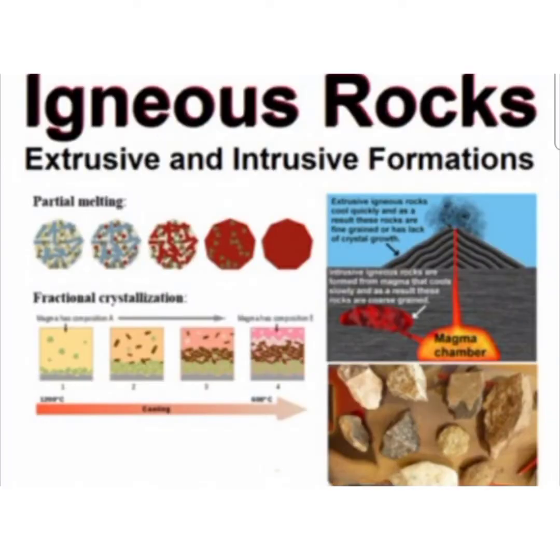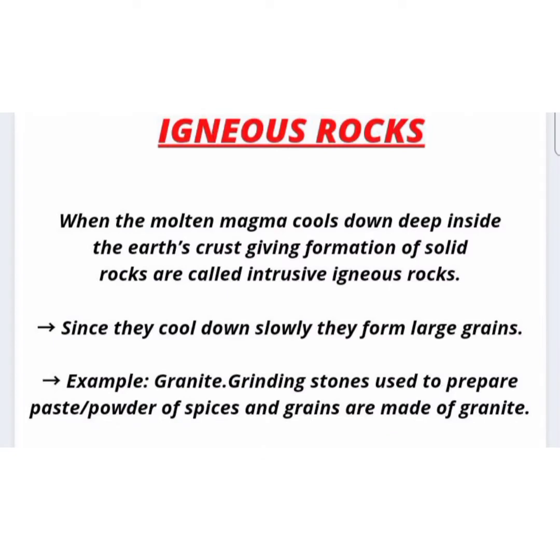When the molten magma cools down deep inside the earth's crust, giving formation of solid rocks, they are called intrusive igneous rock. Since they cool down slowly, they form large grains. And what are some examples? Examples are granite. Grinding stones that are used to prepare paste or powders of spices and grains are made up of granite.